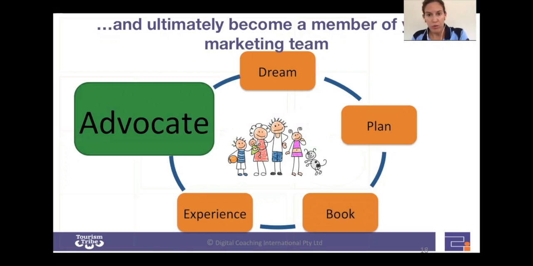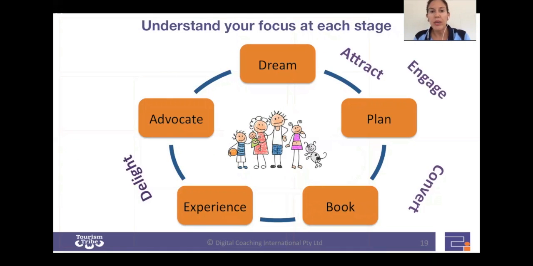So this is what I've talked about with the advocate. And we can also look at this model as attract, engage, or convert, and delight. So you may see different models about how to deal with this traveler purchase model. But attract, convert, delight might be a little bit simpler with less steps for you.